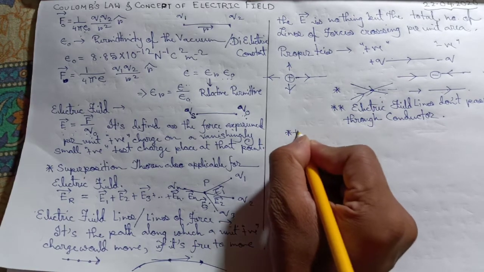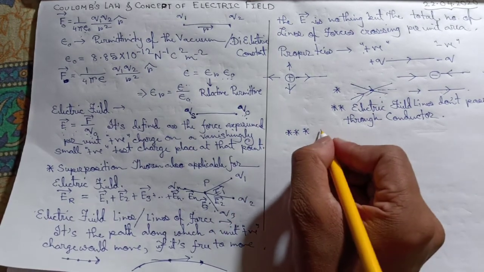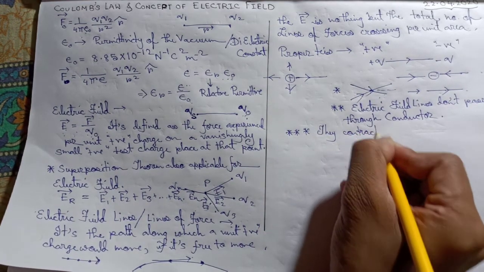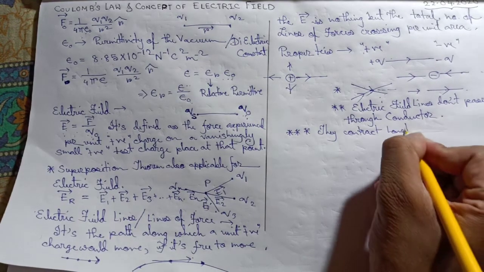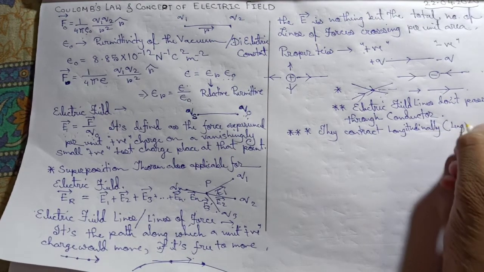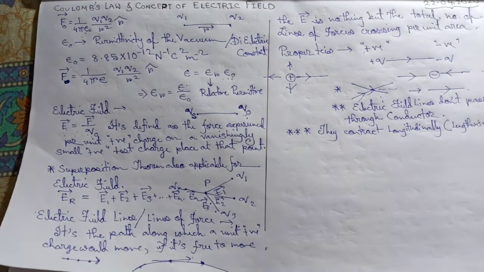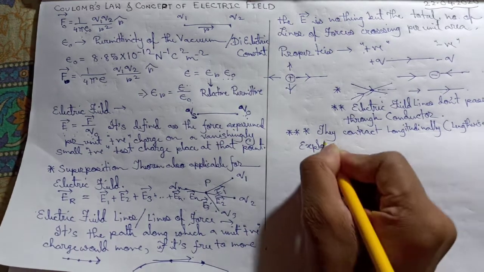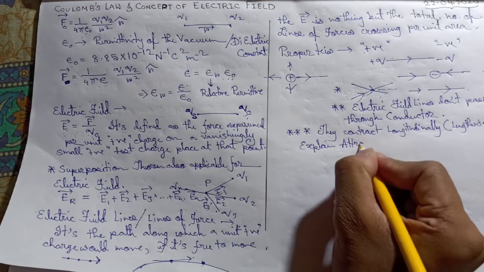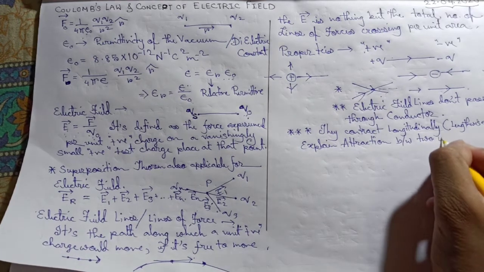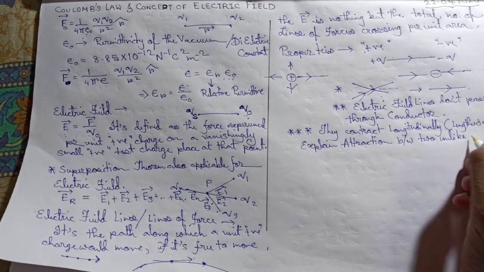One is that the electric field lines contract longitudinally. What is longitudinally? Actually it is lengthwise. And by this property we can explain the attraction between two unlike charges. We know opposite charges attract each other.